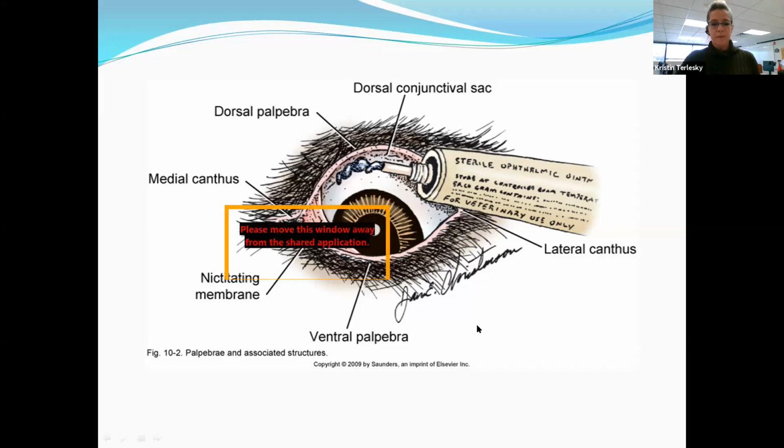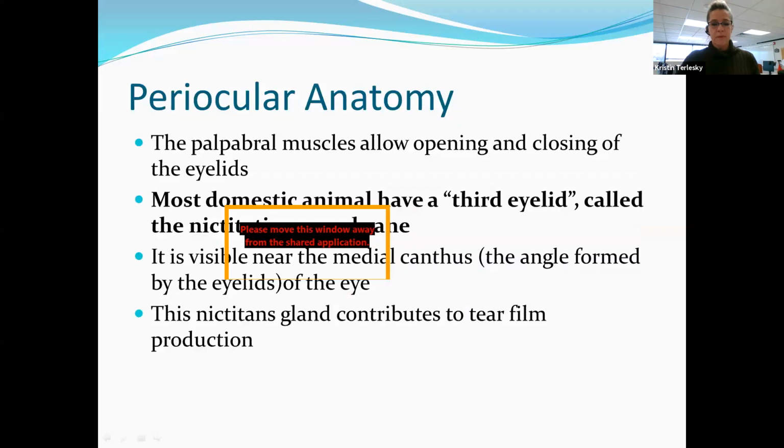All right, so the palpebral muscles. You actually have muscles on your eyelid that allow you to open and close the eyelid. Most of that is voluntary. When the animal is under anesthesia or deceased, those muscles will relax, and when they're relaxed, it's open. That's why when animals die, their eyes are open, because it takes the muscle to contract to actually close the eye. So just know that those muscles control that.